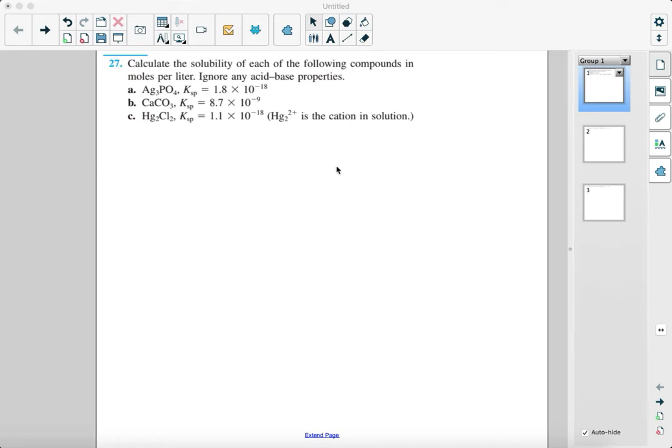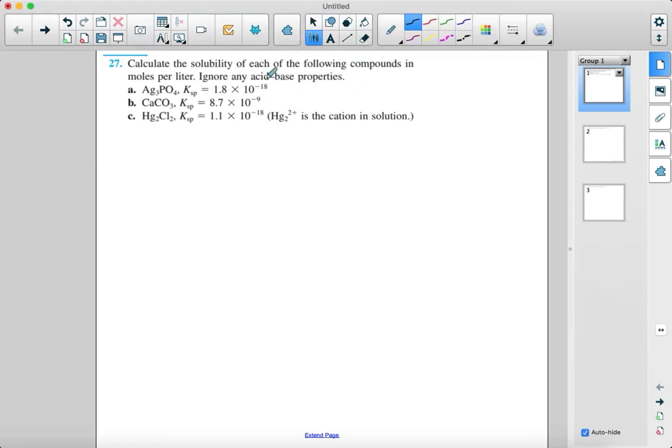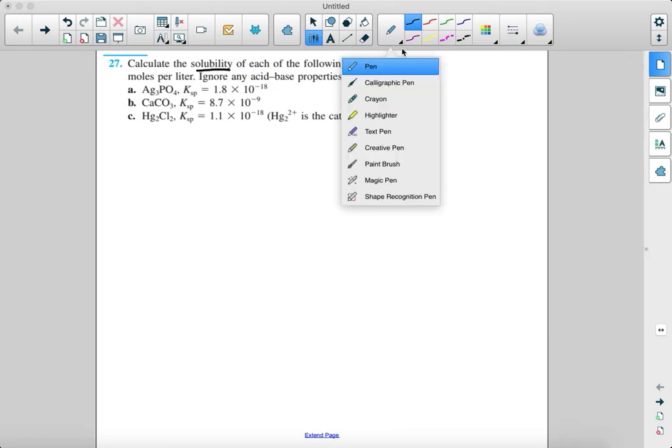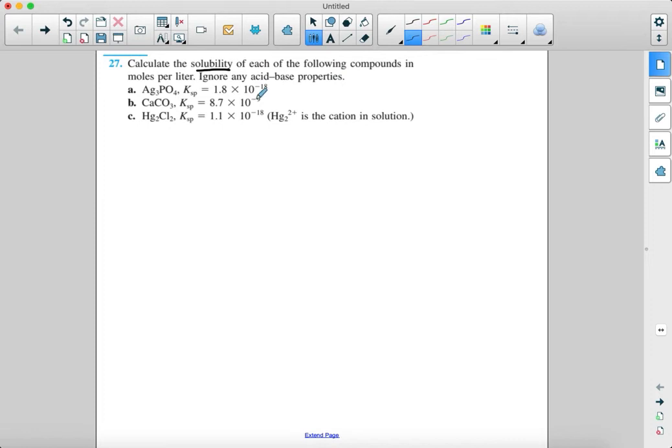All right, so we're going to go over the other ones. Question 27. The first thing you do, when they give you KSP and they're asking you solubility, it's molar solubility, right? S or X, whatever you want to call it. Doesn't really matter what we call it. Molar solubility. The first thing is look at the number of ions.